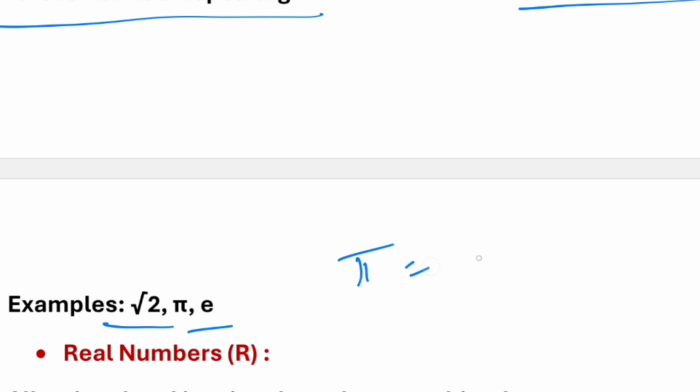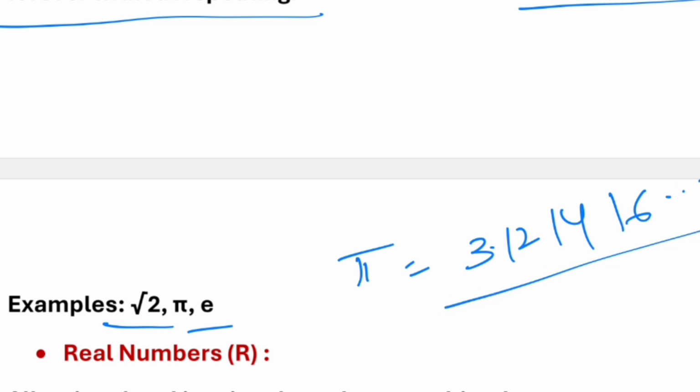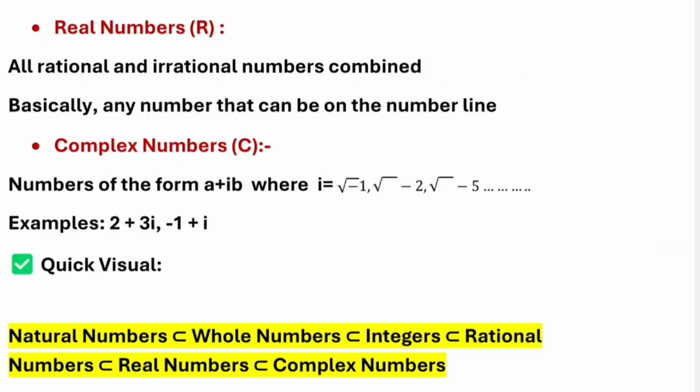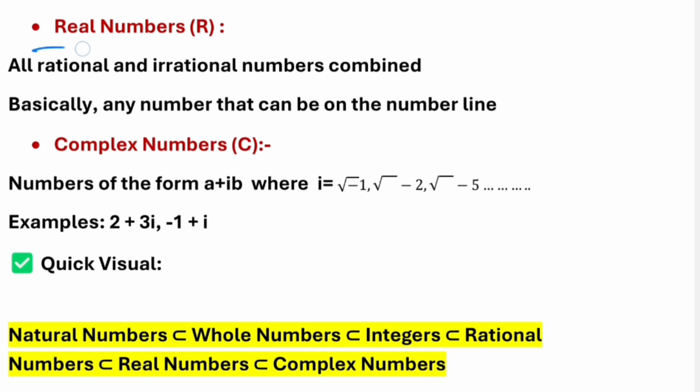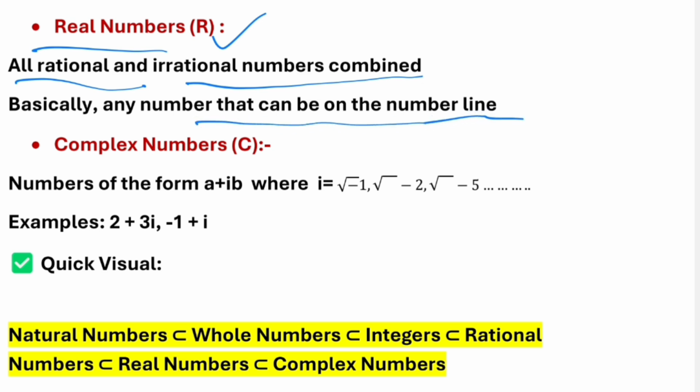Suppose pi is equal to 3.121416 and so on. In this expansion, the digits continue without repeating, so these belong to the irrational number set. The next one is real numbers, denoted by capital R. This set contains all rational and irrational numbers. Basically, any number that can be shown on the number line belongs to the real number set.